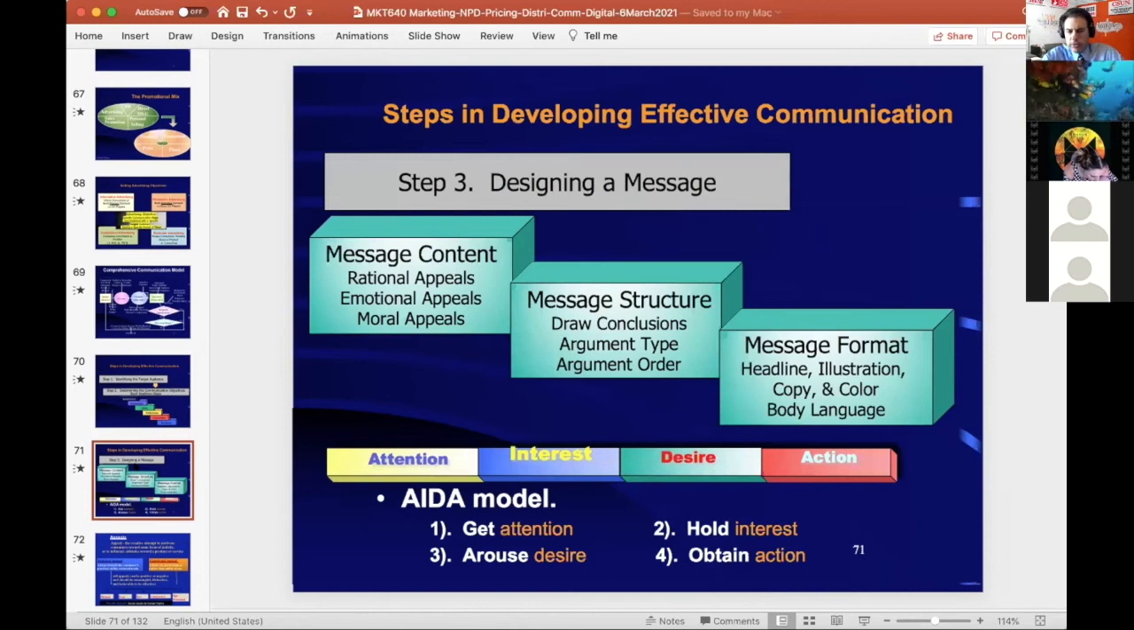So when you create a message, you have three elements. The message content, which is saying, do you have a rational appeal? So you try to get people to have arguments and see that in these arguments there are always pros and cons, and you give information for them to process and see the value of the information that you're giving them.